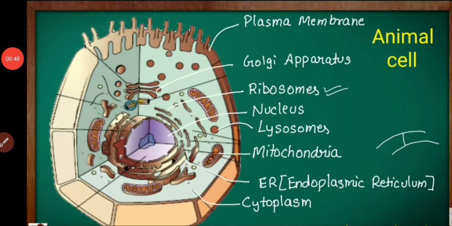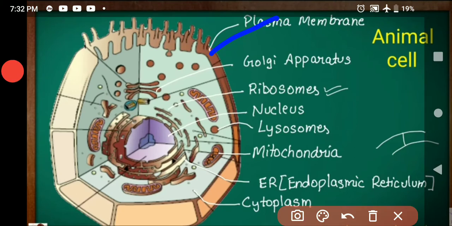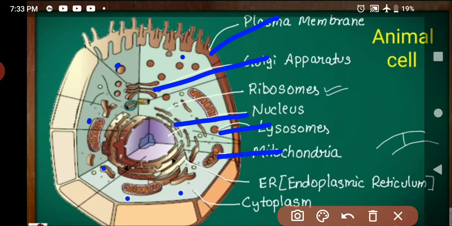Now observe the structure of an animal cell. Plasma membrane surrounds the cell. Cell wall is absent in animal cell. See, cell wall is present in plant cell, but cell wall is absent in animal cell. This one is the Golgi apparatus. Endoplasmic reticulum is connected with the nuclear membrane. Ribosomes are attached with the endoplasmic reticulum. Lysosomes, mitochondria, cytoplasm is present between nucleus and plasma membrane.